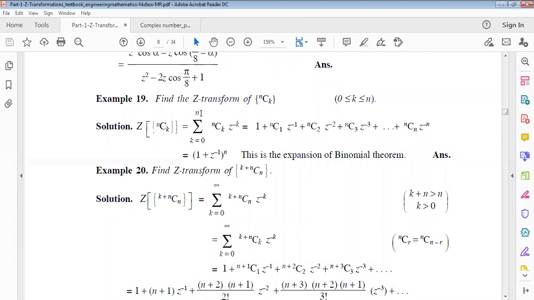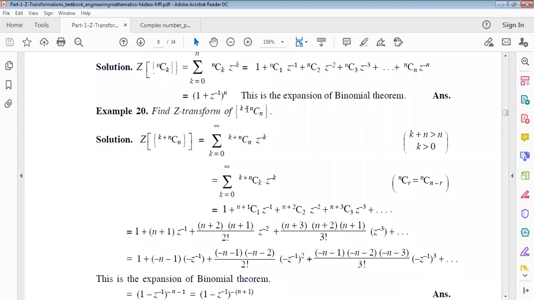So k equals 0 to n can be written as a series like this. After putting k equals 0, we get 1. Then after putting k equals 1, nC1, nC2, nC3, in this way we get a series. This series can be written as the binomial expansion, 1 plus z to the power minus 1, whole to the power n. This is the expansion from the binomial theorem. In intermediate you learned this theorem, a plus x whole to the power n.